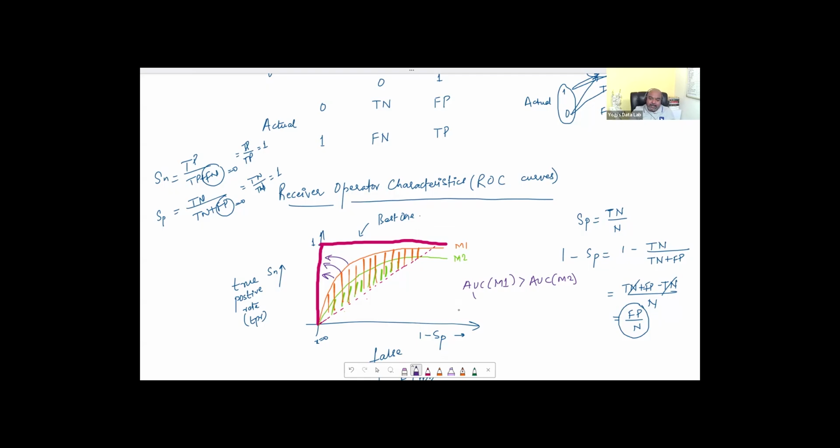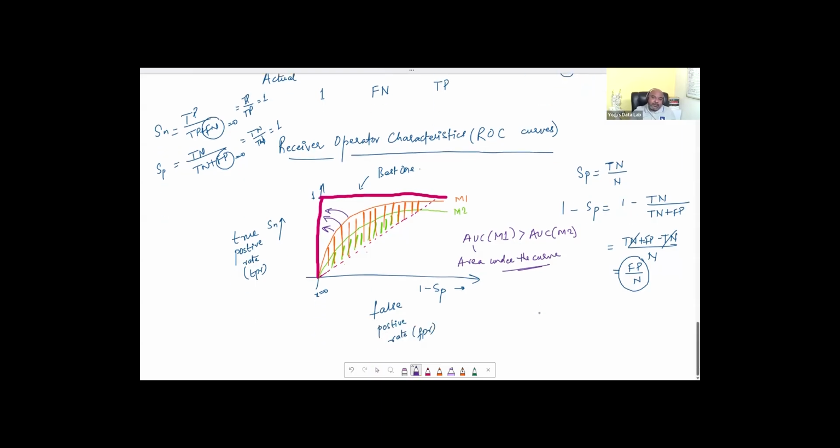So AUC is area under the curve. In the industry, when we are working on this, we generally prefer to have an area under the curve greater than 70%. This is what we try to achieve. So this is all about your ROC curve.